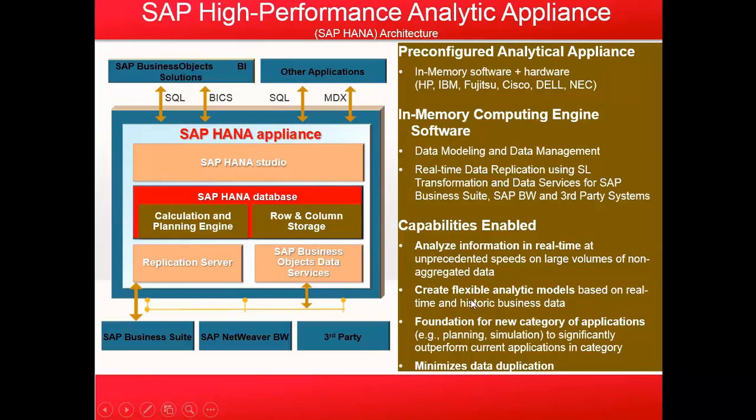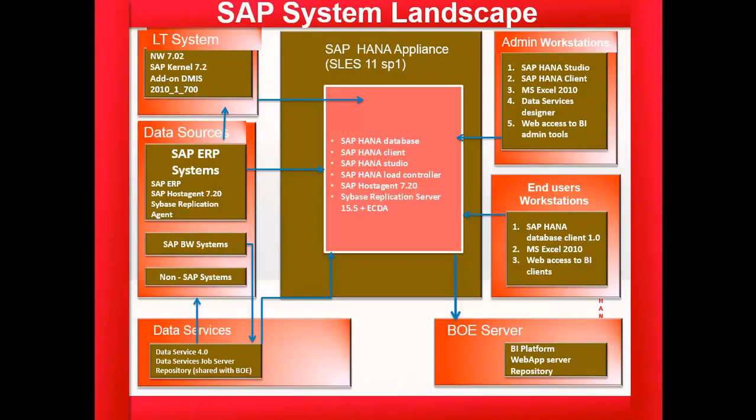Okay, next capability is creating flexible analytic models based on real-time and historic business data. Third main capability is the foundation for a new category of applications. And lastly is minimized data duplication, because everything is there in memory. We don't need aggregates in these cases. Okay, so let's get into the next slide, which is talking about the different landscape components that we just covered. At the center of it we can see the SAP HANA appliance.